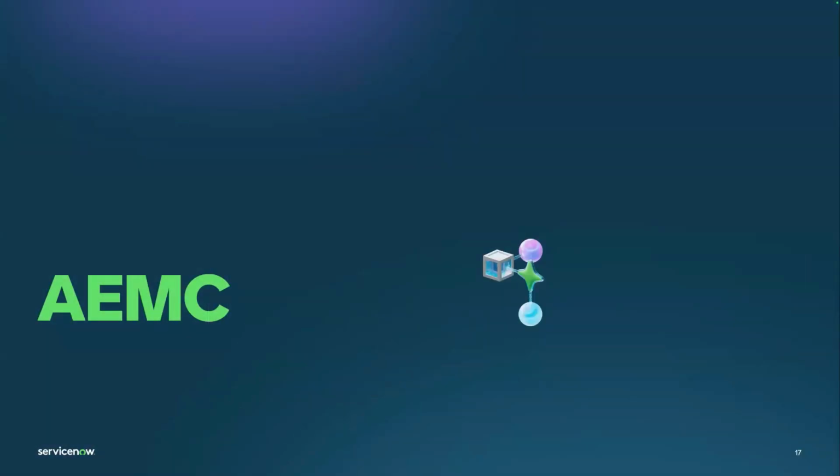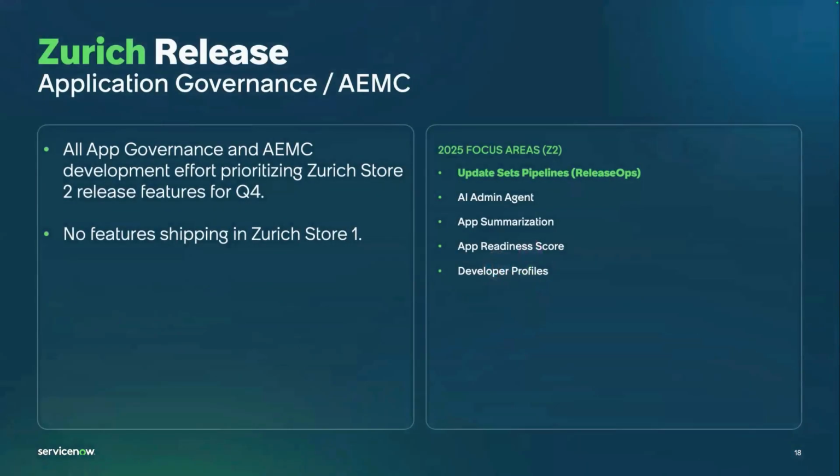So, App Engine Management Center. This is a piece that I keep telling folks, App Engine Management Center is a key piece of application governance of custom application development on the ServiceNow platform moving forward. It's always been a critical piece, but moving forward, it's even going to take a larger focus, especially moving through 2025 into 2026. So for our Zurich Store 1 release, we are prioritizing most of our engineering for what is going to be coming in Zurich Store 2.